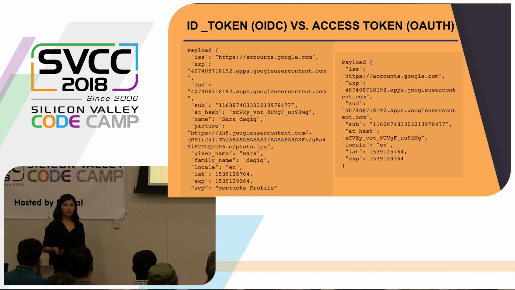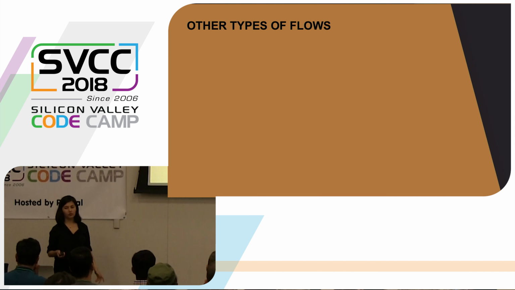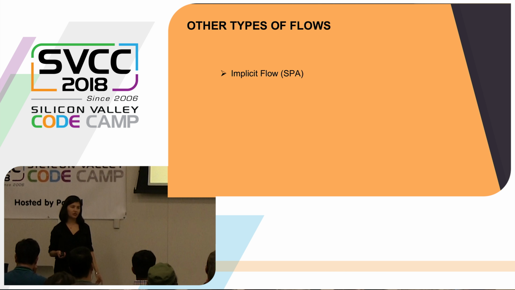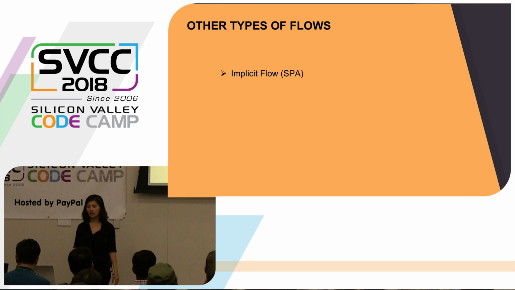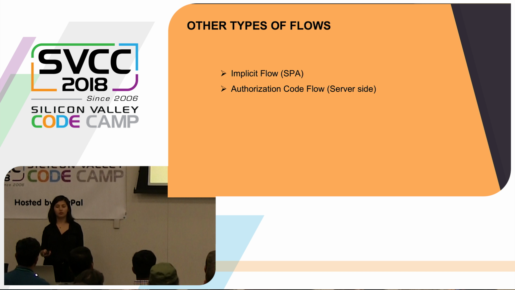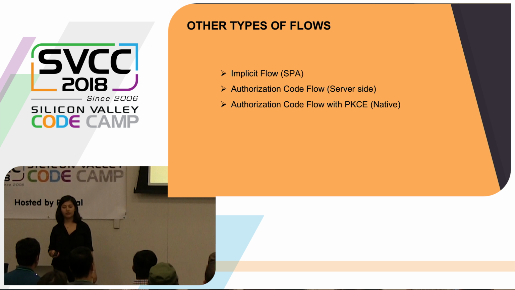So we only covered one flow. There are other flows. What we covered is called the implicit flow. It's used for single page applications. We have other flows. One of them is called the authorization code flow, which we can use for server side. We have the authorization code flow with PKCE, which we can use for mobile applications. You can have the resource owner flow.